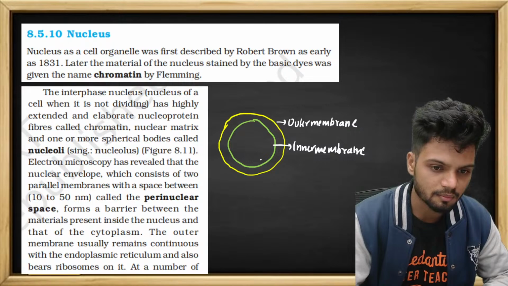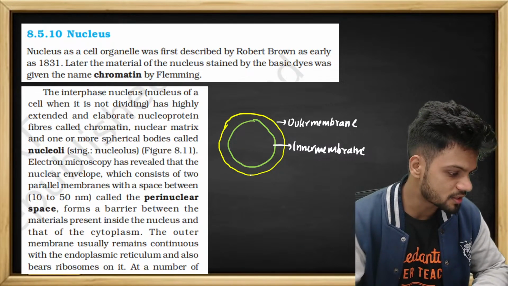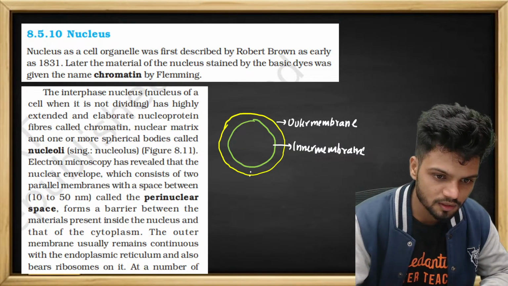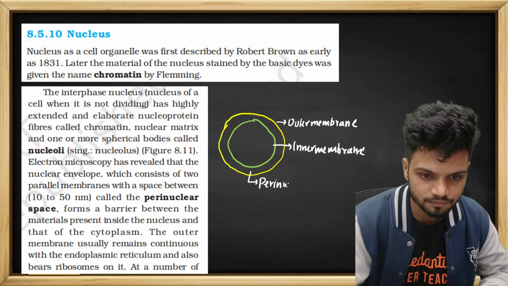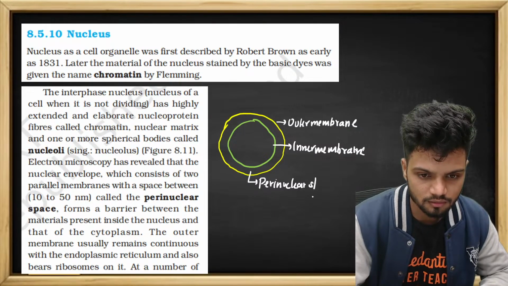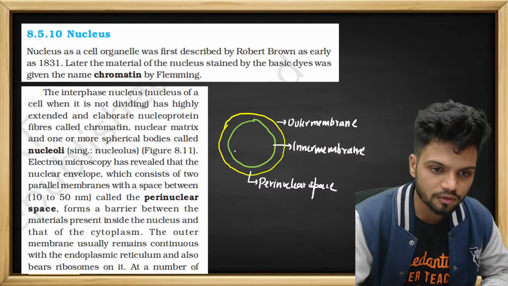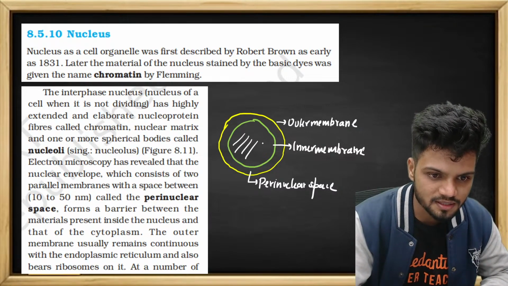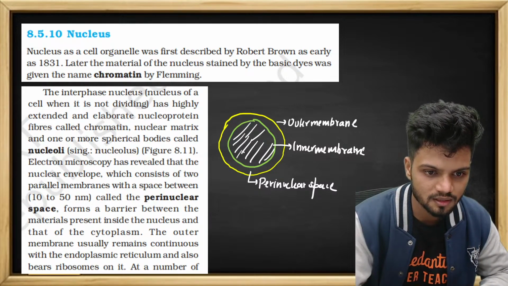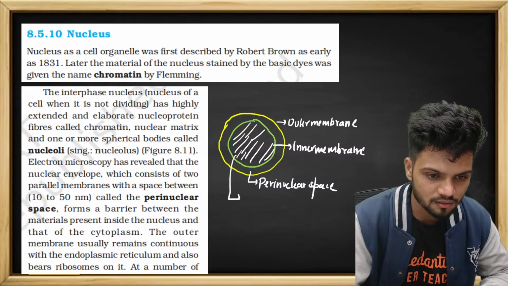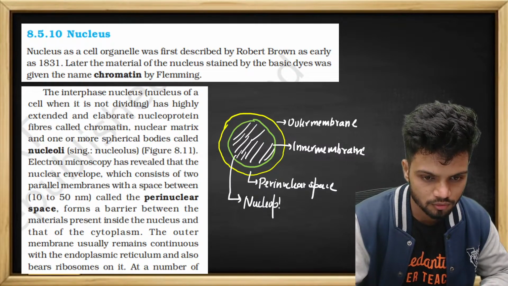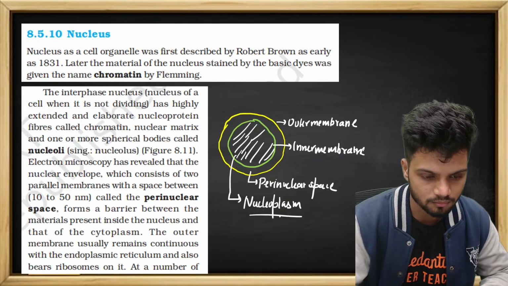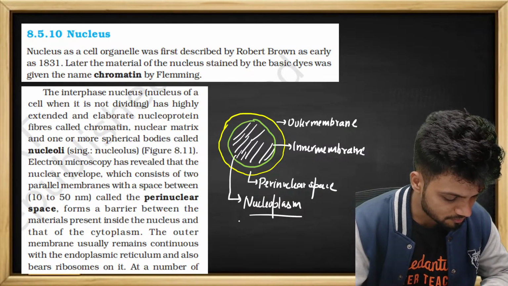Okay, inner membrane. Now what about the space between, students? This space here is called the perinuclear space. Now here inside they should also have a matrix. Yes, the matrix is called nucleoplasm.